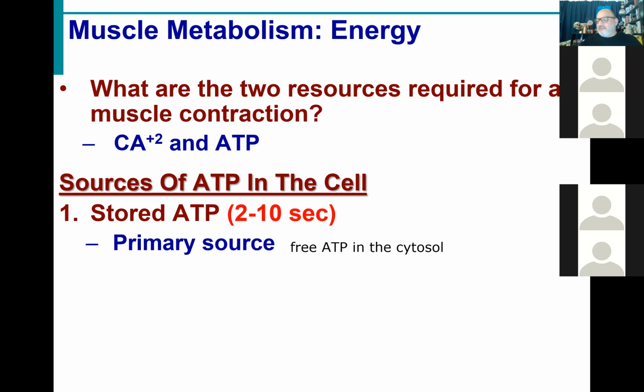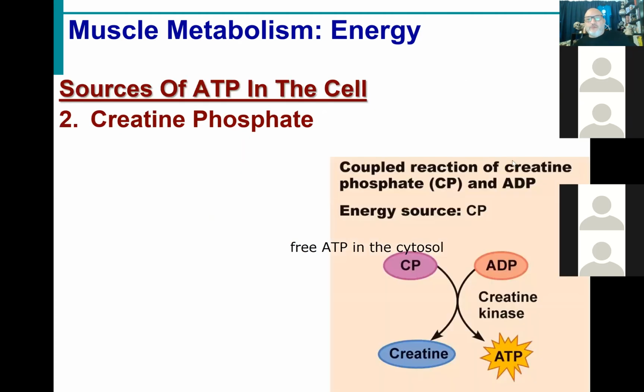So not surprisingly, if we were going to contract a muscle and just rely on the free-floating ATP that was inside the cell, we would only be able to contract that muscle for 2 to 10 seconds. And is that what happens? You can only contract a muscle for 10 seconds and then it just stops? No. So while this is easy and readily available, we need another source. And for this, I'm going to switch to the whiteboard.